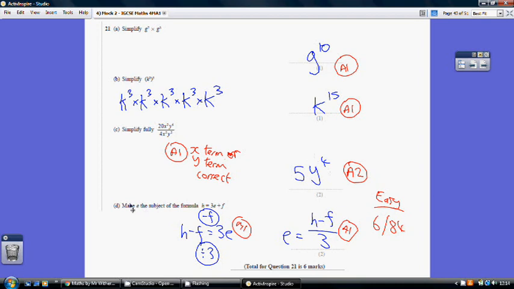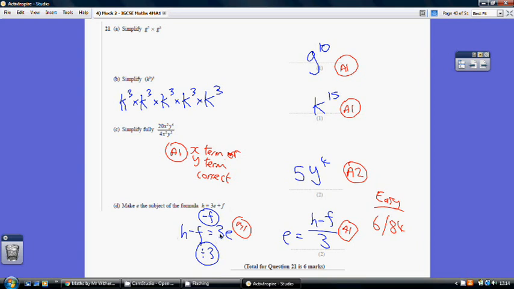Now for part D, making e the subject. Remember we just need to end up with e equaling something rather than h equaling something. So we've got to work our way towards having e on its own. So we start off by undoing this term further away from the e, from the 3e. So we kick off by subtracting f from both sides. So h minus f equals 3e.